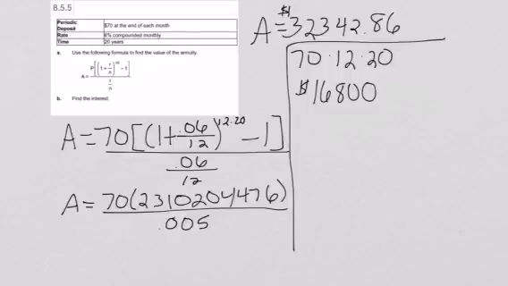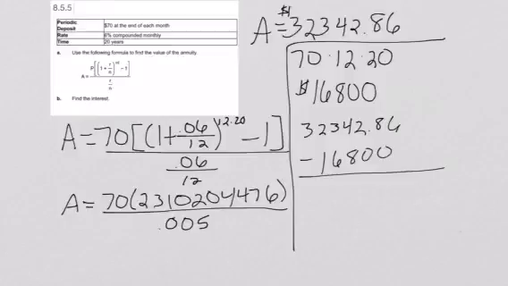So then to find the interest, okay, now to find the interest, we take the $32,342.86, and we subtract the $16,800 that we put in ourselves. Okay, so you got to make sure you subtract the amount we put in from the accumulated amount, and when we do that, we get a total of $15,542.86, and that is how much money we gained just off of the interest.